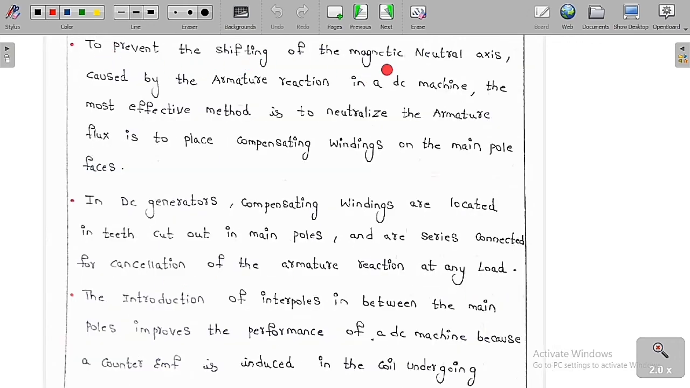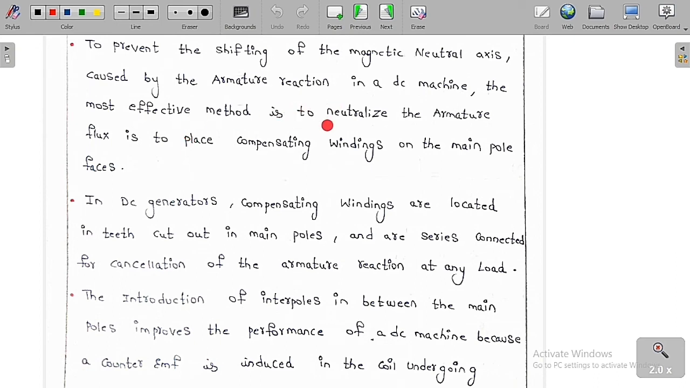To prevent the shifting of the magnetic neutral axis caused by armature reaction in a DC machine, the most effective method is to neutralize the armature flux by placing compensating winding on the main poles. I have already told you, if you don't keep any compensation, then the MNA is going to shift its axis with respect to the GNA. So you have to keep both the compensating winding and the interpole winding. If you keep these two things, the MNA will always be on the GNA only.